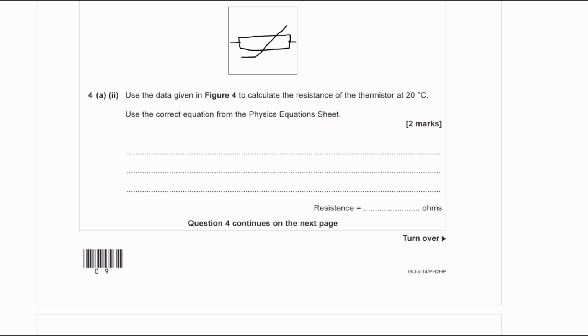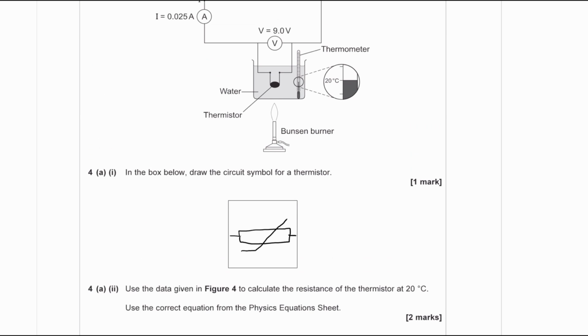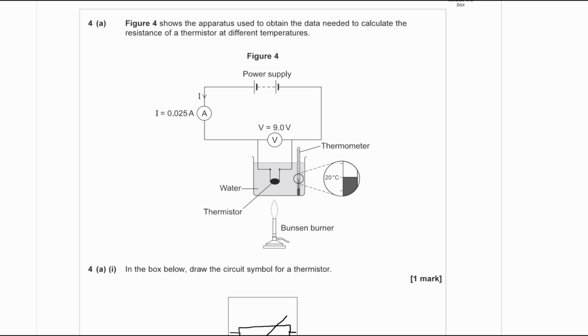Part 2, we are asked to use the data given in figure 4 to calculate the resistance of the thermistor at 20 degrees Celsius. And it says use the correct equation from the formula sheet. So let's go back up and have a look what data we are given. Well, we're told the reading on the ammeter is 0.025 amps, and we're told that the reading on the voltmeter, which is in parallel with the thermistor, which is important there, is 9 volts.